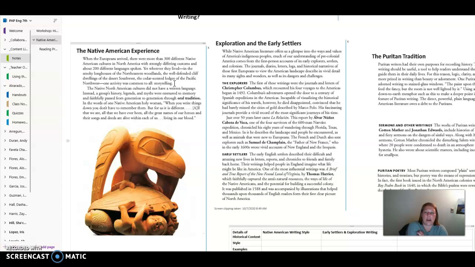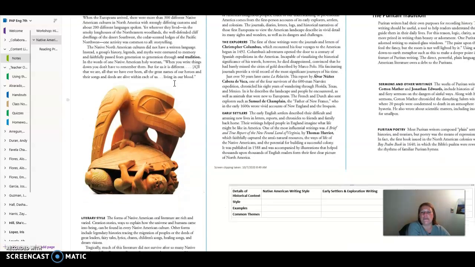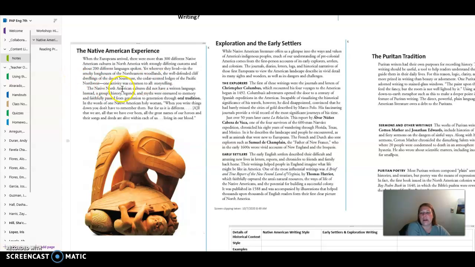So Native Americans, part of their culture is storytelling, which I totally love. The native North American cultures did not have a written language.